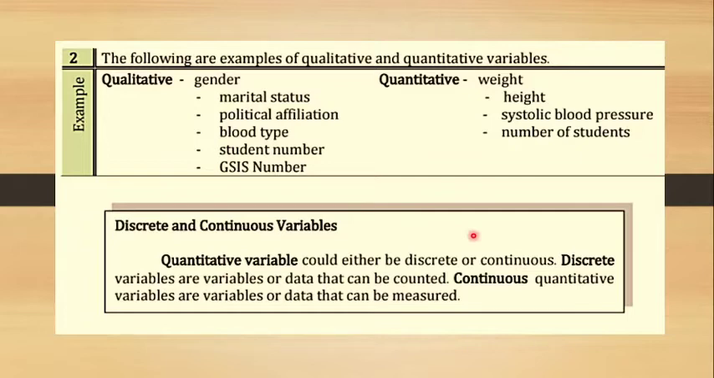Okay, discrete and continuous variables. A quantitative variable can be either discrete or continuous. Discrete variables are variables or data that can be counted, while continuous quantitative variables are variables or data that can be measured.